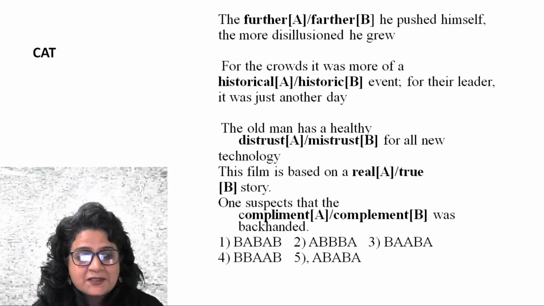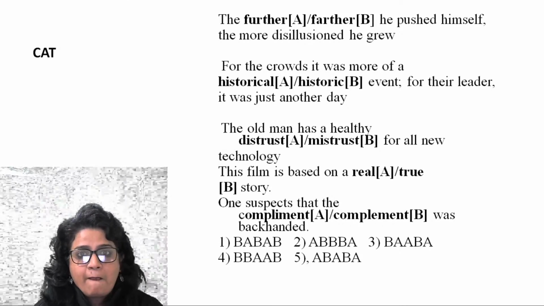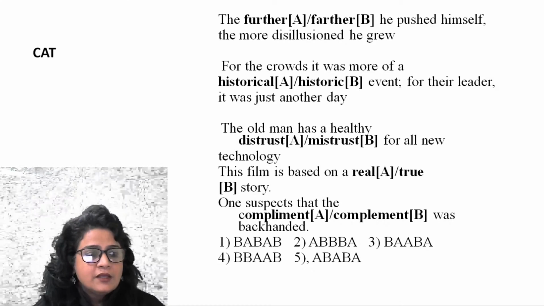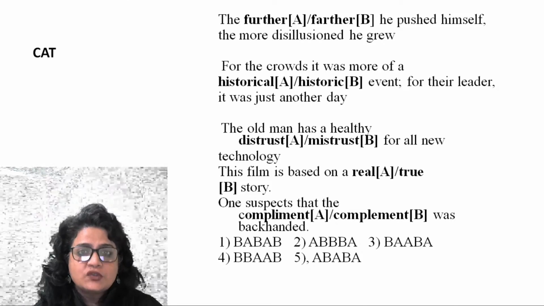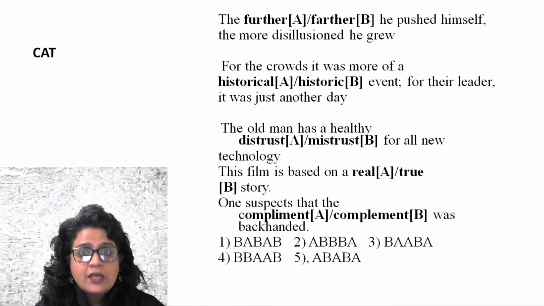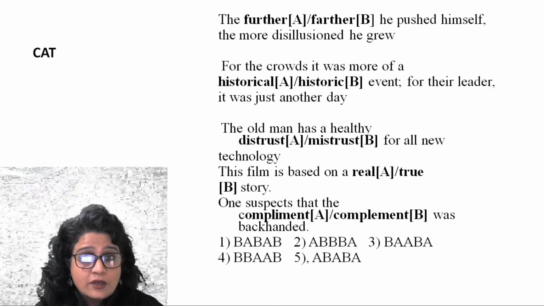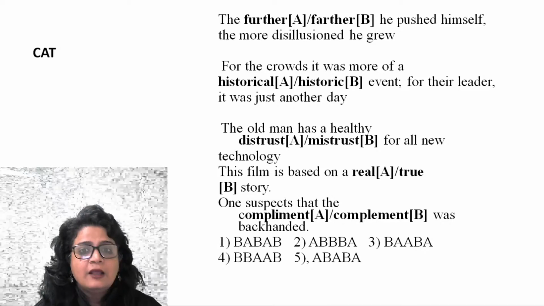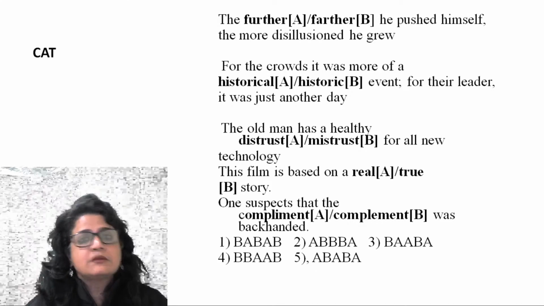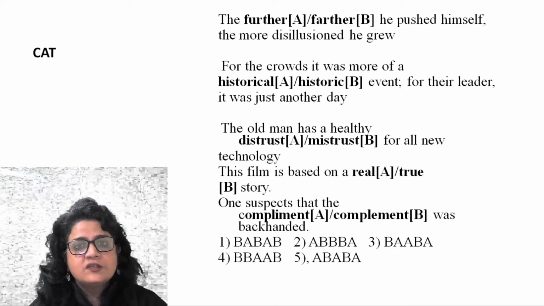Third sentence. The old man has a healthy distrust or mistrust for all new technology. Now, mistrust and distrust, very close words. Mistrust means being skeptical, doubtful, right? Since I lost a lot of money in the share market, I have grown mistrust for investing in the security market. Mistrust, because I've grown suspicious. Distrust is losing faith at all. When you believe that something or someone is dishonest, is deceitful, and you cannot trust that person at all, that is distrust, right? So distrust, mistrust, both mean the same thing, but one is very strong, whereas one is mild. And a shade of difference is also there. Mistrust is being skeptical, distrust is absence of faith.